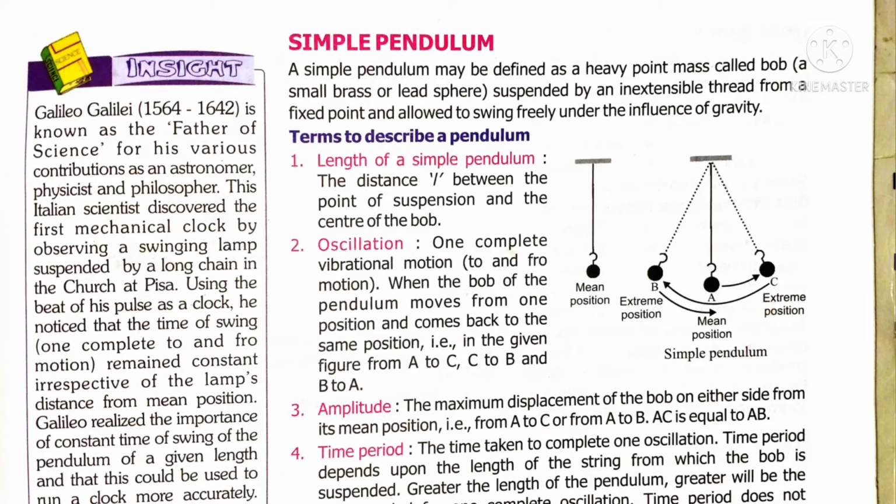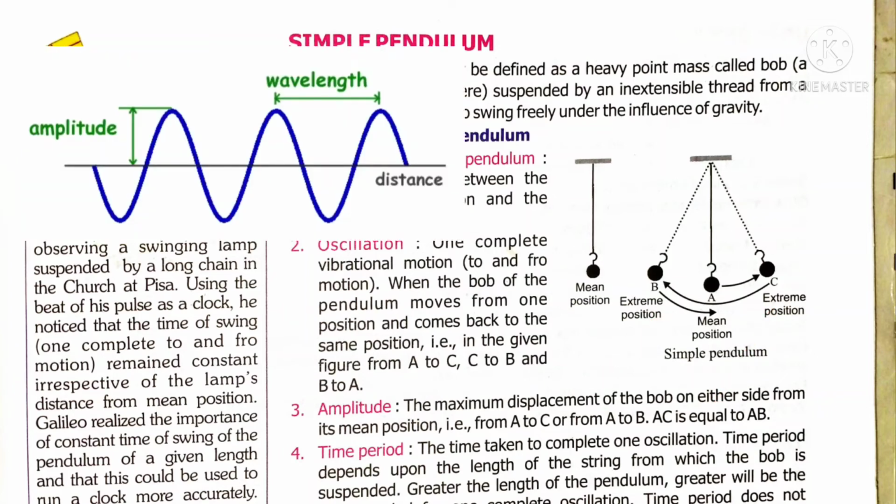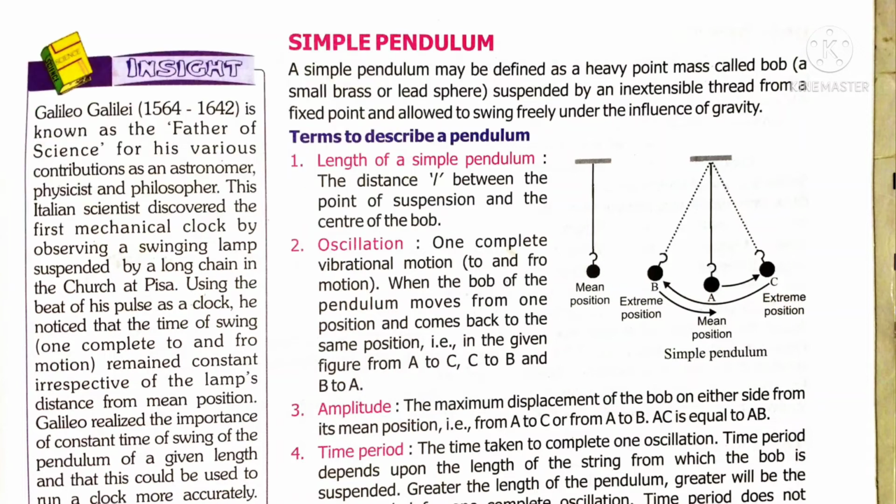The next term is amplitude. What is amplitude? It is the maximum distance or maximum displacement of the bob from the mean position to the extreme position. When you vibrate it, the pendulum moves on both sides. So the distance from the mean position to the extreme position on one side is called the maximum displacement. It is called amplitude.